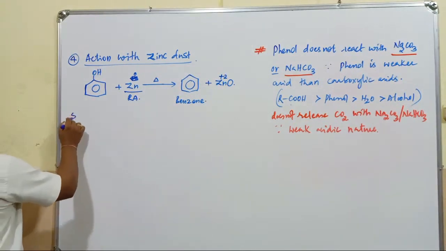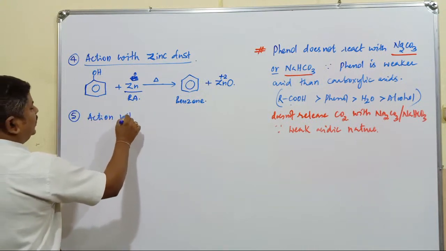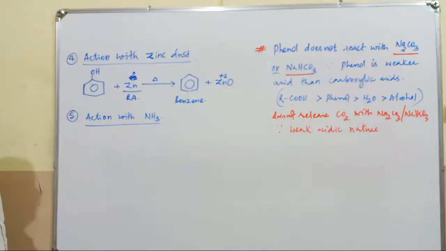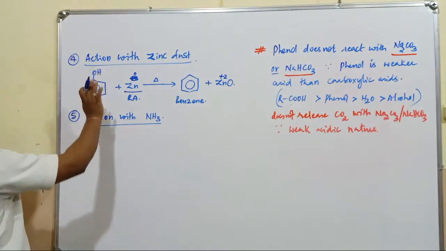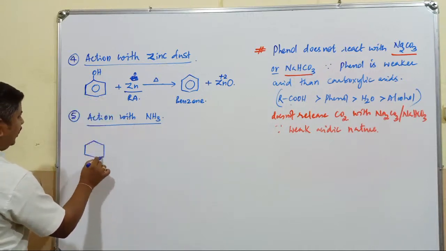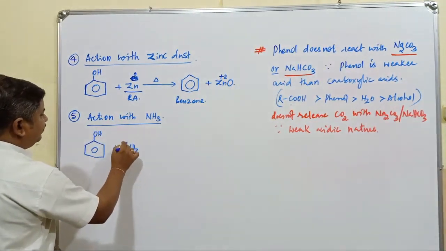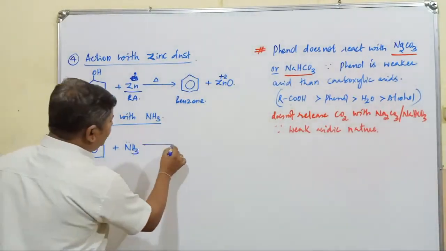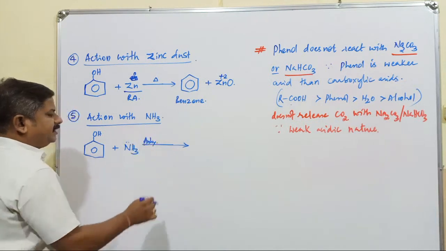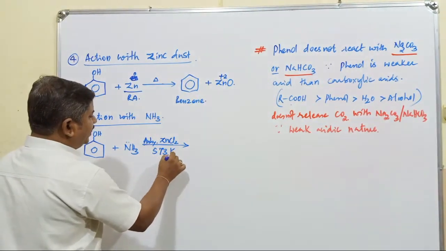This is the fourth one. Number 5, reaction with ammonia. How does phenol react with ammonia? In all these reactions we are discussing, the reactivity is mainly because of the OH group. Here phenol reacts with ammonia, a basic compound, a Lewis base with a lone pair of electrons, in the presence of anhydrous zinc chloride at a temperature of 573 Kelvin specifically.